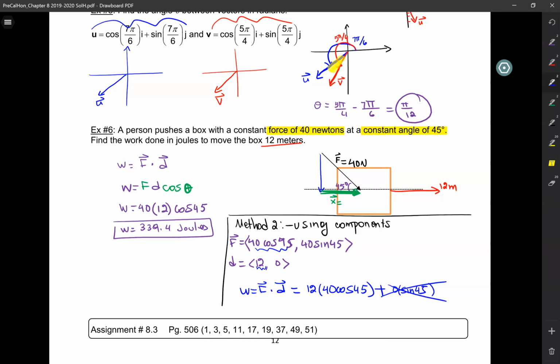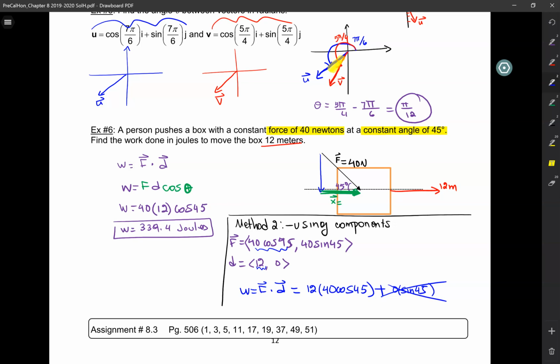Wait, so for dot, it's not the projection? There's no projection, is there? It's because it's this way and this way. One is horizontal, so that one component cancels out. So you end up getting 40 times 12 cosine 45, no matter which way you do it.